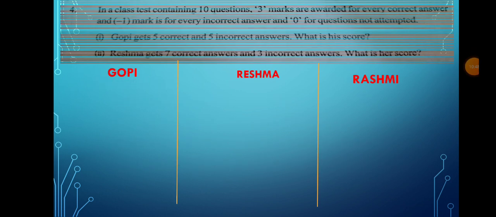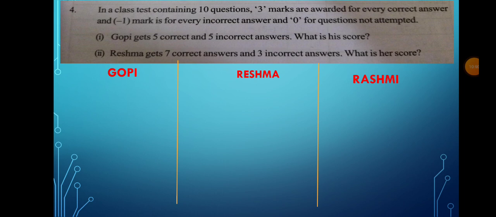Next question. In a class test containing 10 questions, 3 marks are awarded for every correct answer, minus 1 mark awarded for every incorrect answer, means wrong answer, and 0 marks for not attempted questions. Here Gopi gets 5 correct and 5 incorrect answers. What will he score? Reshma gets 7 correct answers and 3 incorrect answers. What is her score? And Rashmi, that question you do only. Now I will explain the scoring marks of Gopi and Reshma.